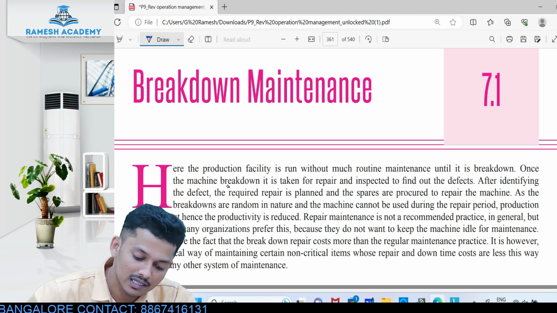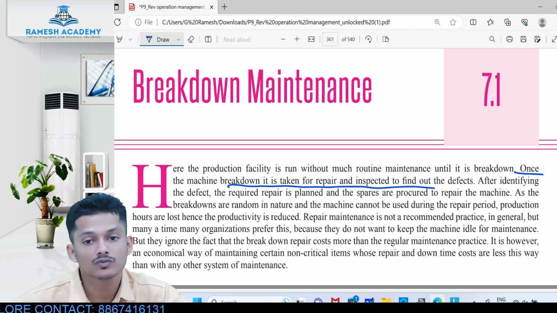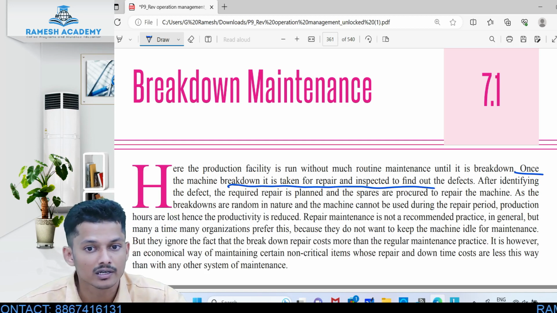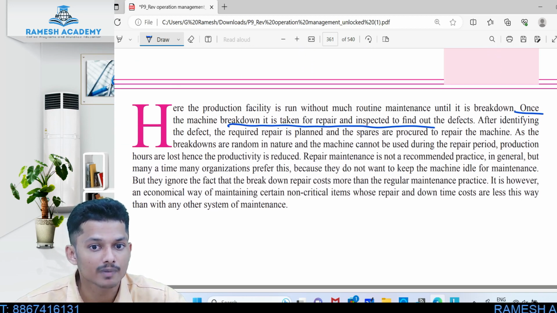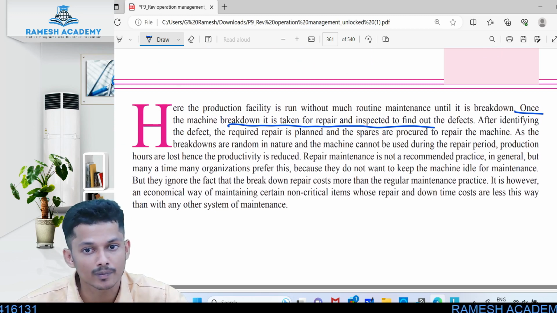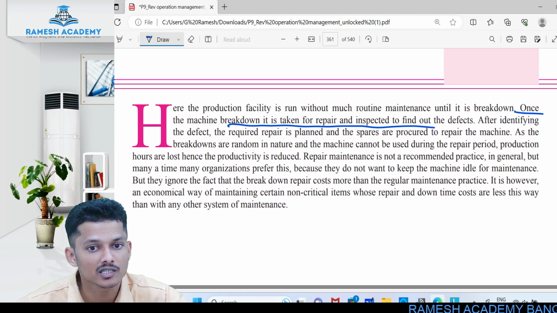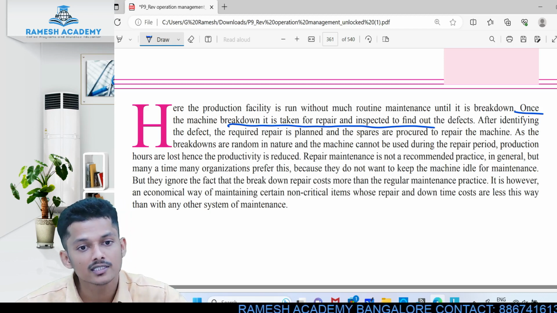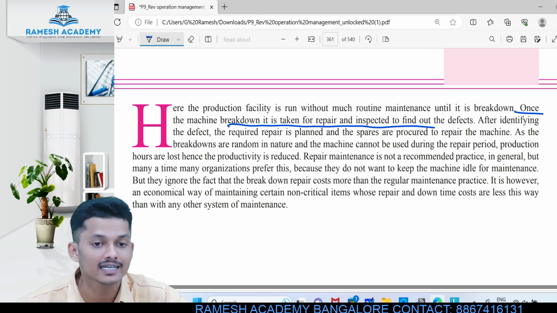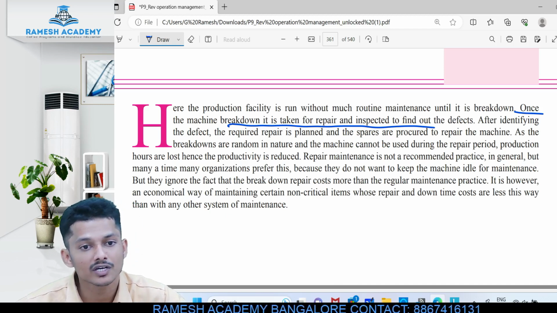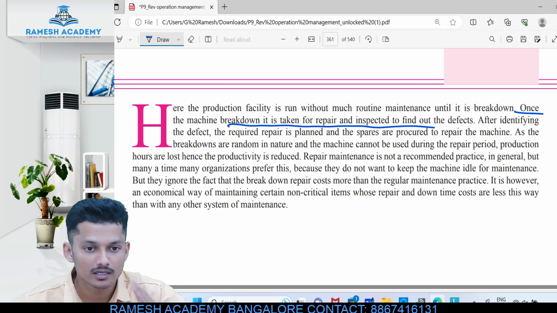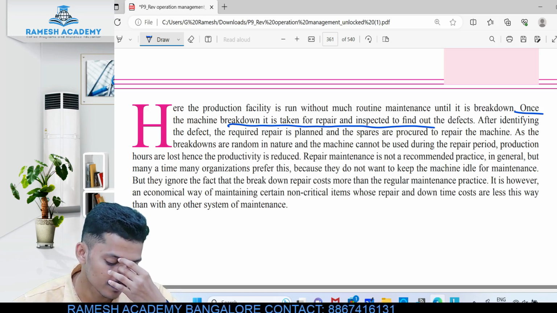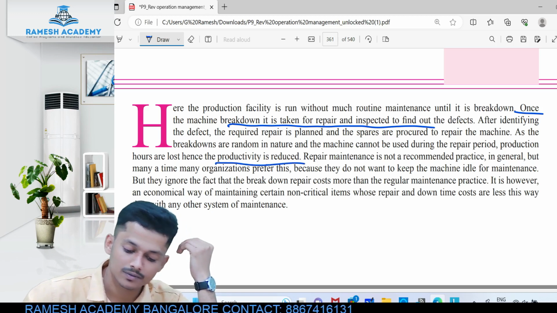Until the machine breaks down, the work in a company goes very smoothly, very fluently. After identifying the defects, the required repair is planned and the spares are procured to repair the machine. As breakdowns are random in nature and the machine cannot be used during the repair period, production hours are lost, hence productivity is reduced. So how is productivity related to breakdown? Suppose a machine which is working has got some defect and it is repaired. Till that repair is fixed, we cannot use the machine. Clear? Okay, so that's a note. We cannot use this, and machine productivity will also be reduced.